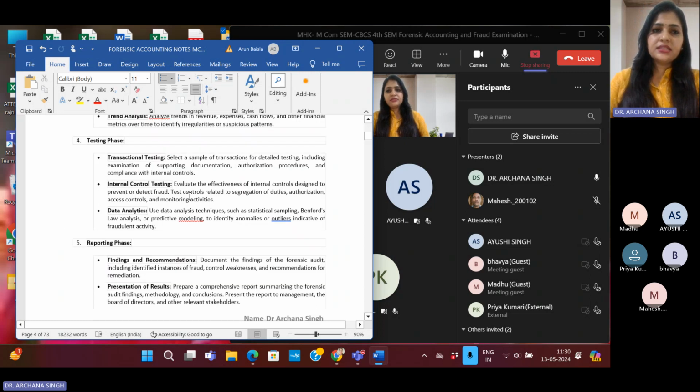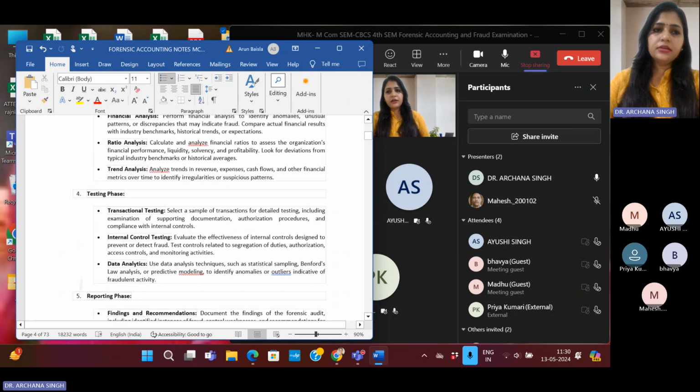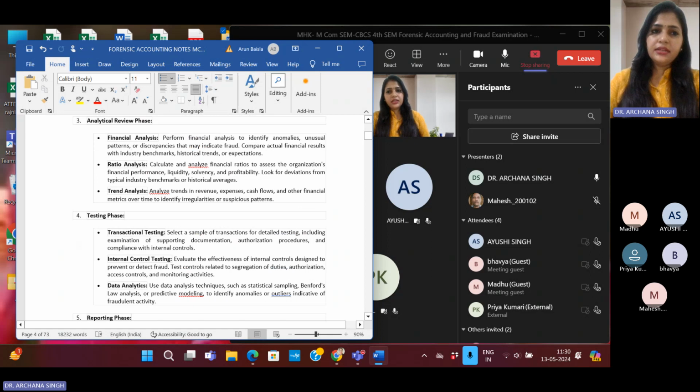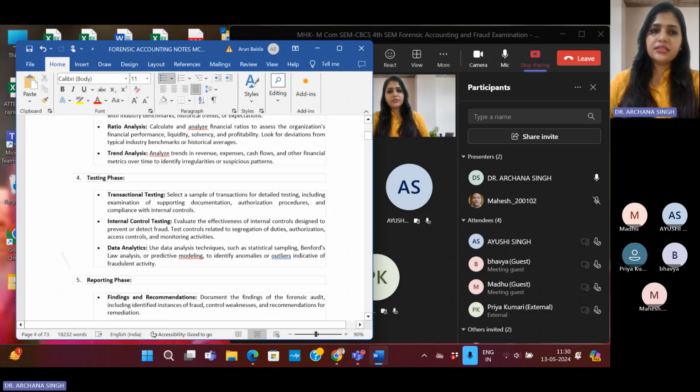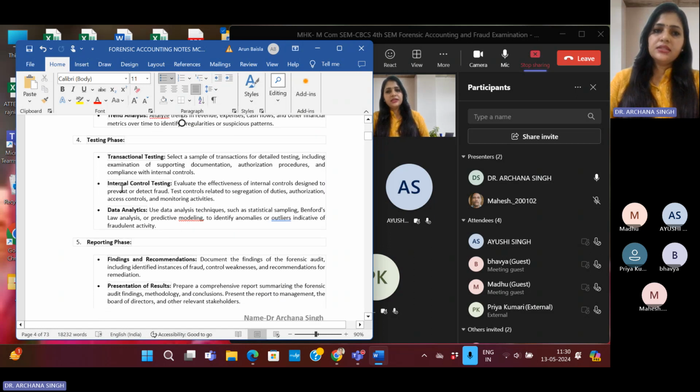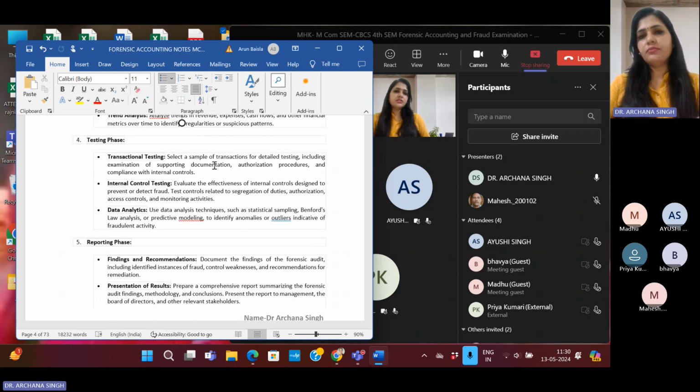The next phase is the testing phase. After financial analysis, ratio analysis and trend analysis, next is your testing phase. In the testing phase, what does the auditor have to do? He has to select a sample of transactions by which he can do the detailed testing, which includes examination of the supporting documents, authorization procedures and compliance with the internal controls.